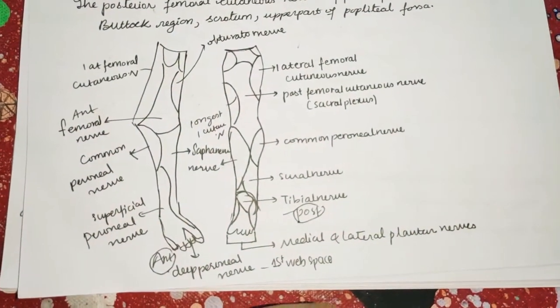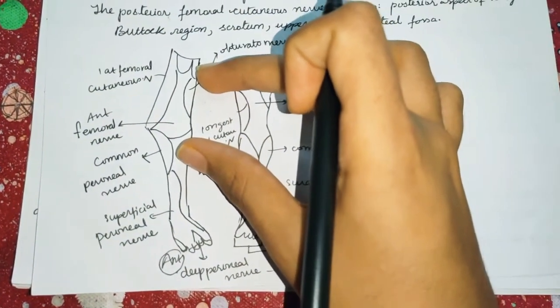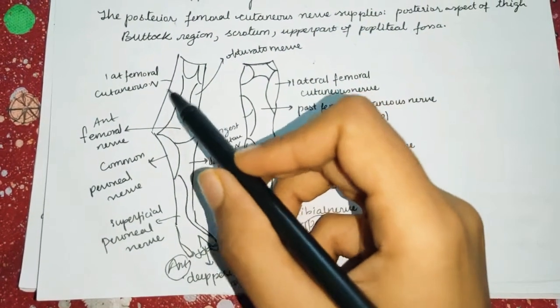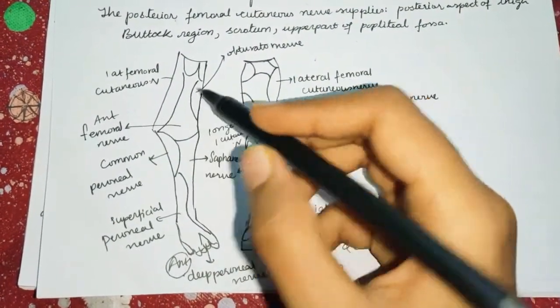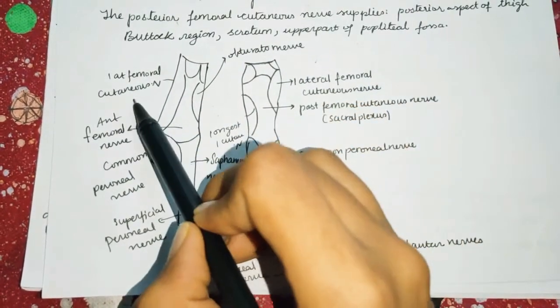Okay, so let us discuss this. First we'll discuss the thigh region, anterior side. If you see the thigh, this is the lateral side, this is the medial side, right? The lateral aspect of the thigh is mainly supplied by the lateral femoral cutaneous nerve.